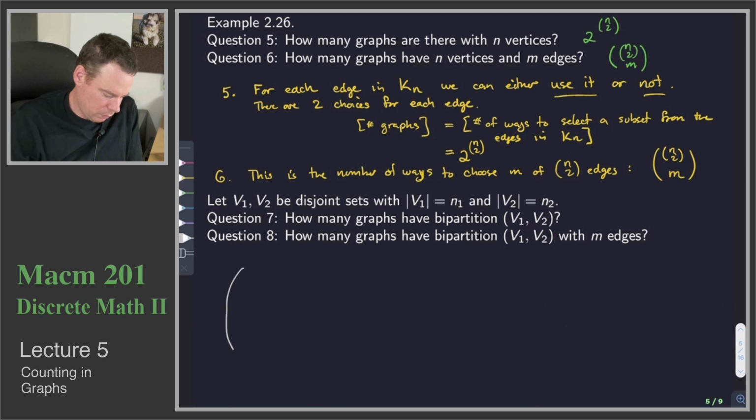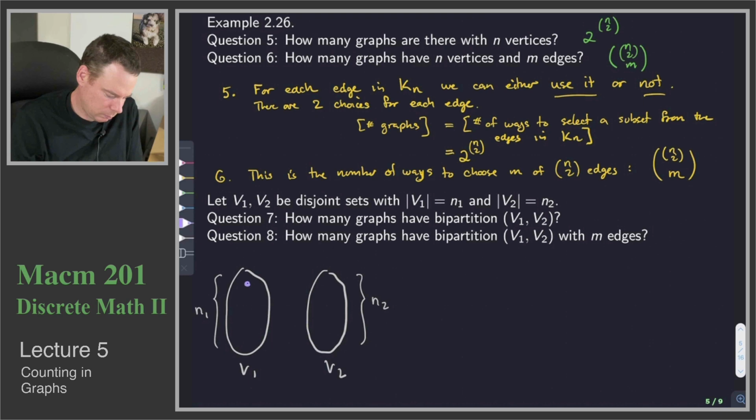So we'll get a little sketch of this. There's our vertex set v1. Here's our vertex set v2. This one has n2 vertices. This one has n1 vertices. For our vertices in here, they connect all the way across, and so on down the line. So we get all these edges going across.